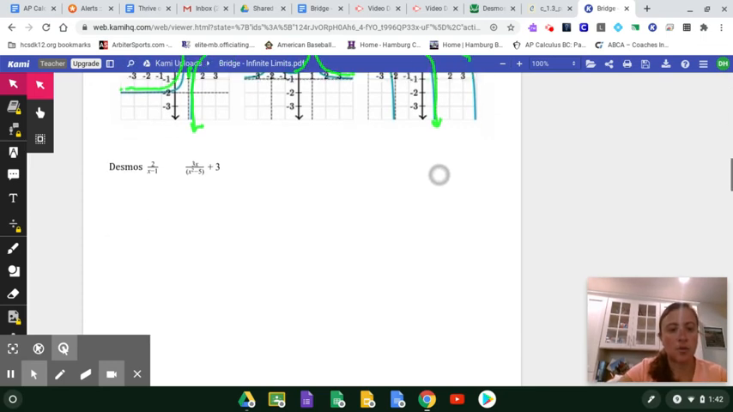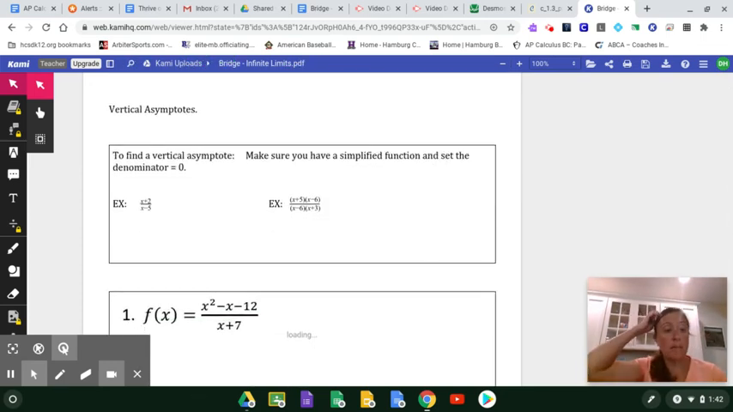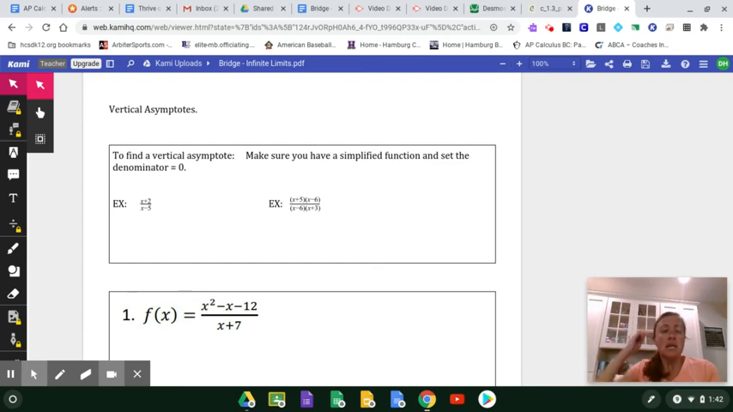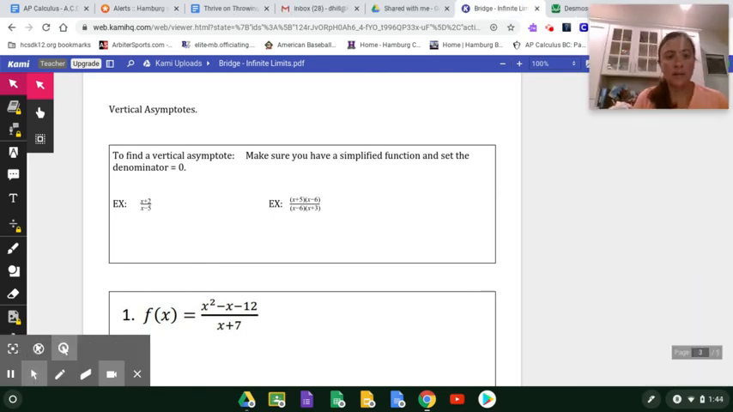And keep scrolling here. And I want to focus in more on these vertical asymptotes. So to find a vertical asymptote, the first thing you want to do, so please make sure this is in your notebook, is you want to make sure you have simplified your function, and then you just set the denominator equal to 0. So I've got 2 examples here. This first function, x plus 2 over x minus 5.